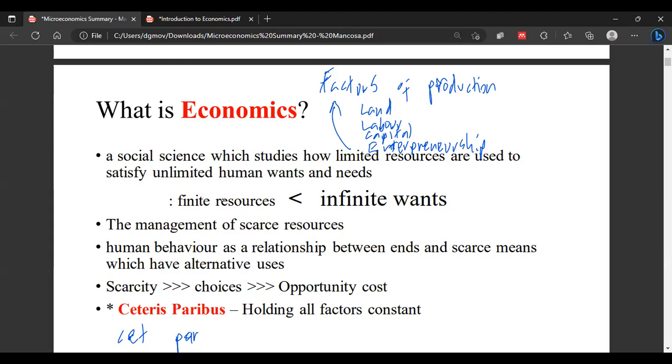So when we refer to capital, we are simply talking about man-made resources that are used in the production of other goods, right? In simple terms, when we talk of capital, we are talking about machinery or equipment. You hear most of the time they talk about capital expenditure. We are simply talking about investing in goods that are used to produce other goods. Capital goods are goods that are used to produce other goods. So it's simply referring to your machinery. Entrepreneurship is, in simple terms, those people who come up with ideas of establishing businesses.